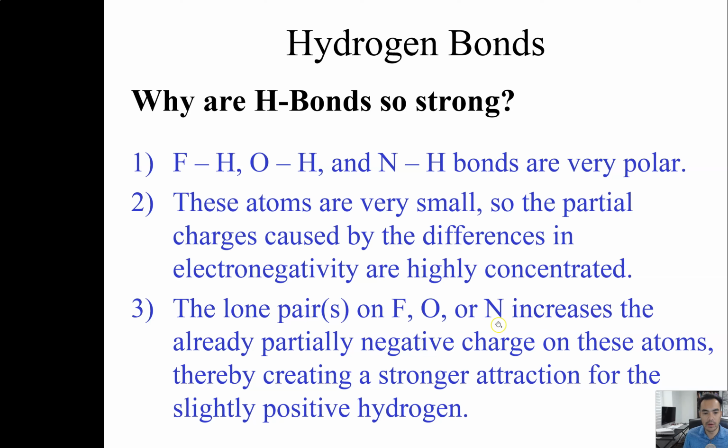The lone pair also increases the partial negative charge on one side. So for example, fluorine here would have very, very high charge because it's got a lot of lone pairs on it, and thus creating a stronger attraction or pull for that hydrogen. So as you can see from here, this really comes back to this idea of electron distribution.